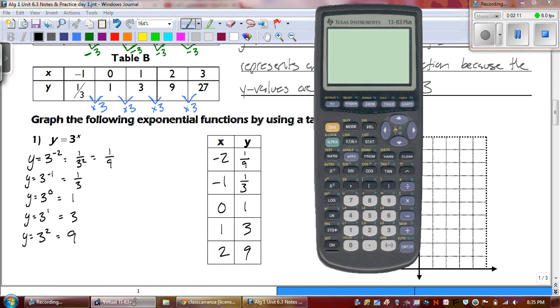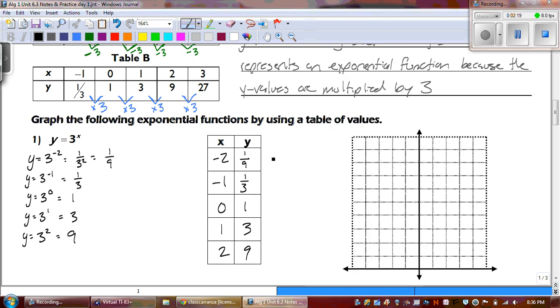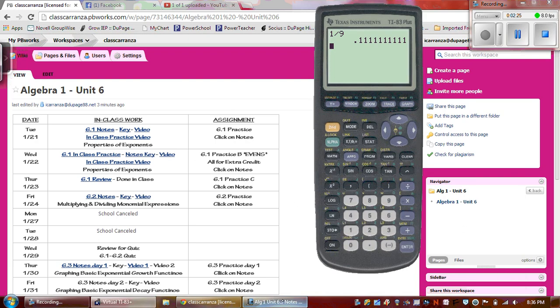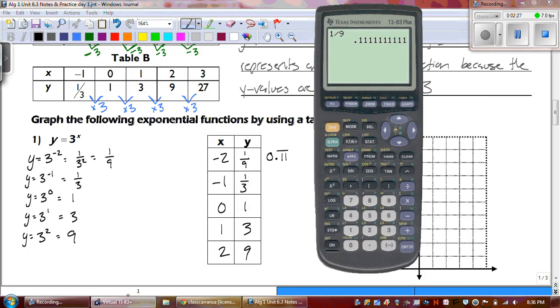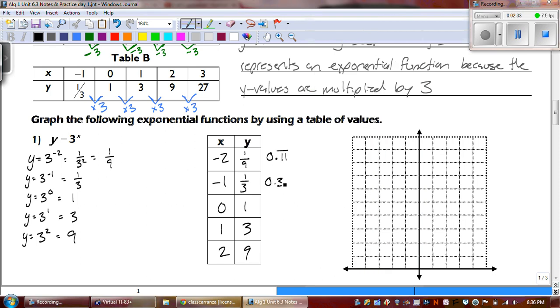Now 1/9, if you divide that in your calculator real quick, because graphing a fraction can be hard, 1/9 is 0.11111111. So I would just write 0.11 repeating. 1/3, some of you might know that, but it's 0.3333333333 repeating.